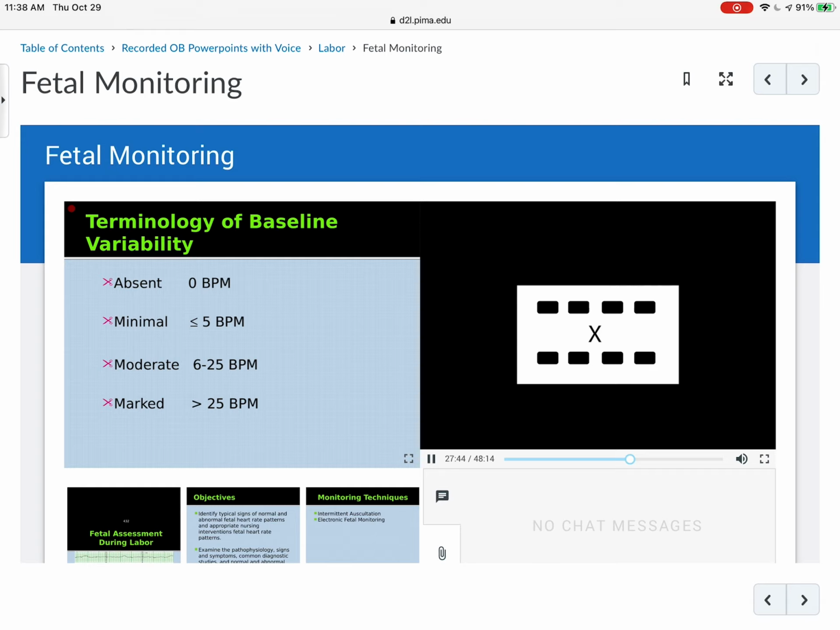We talked a little bit about variability. We know it's an important indicator of how well baby is doing. We do not like absent. We do not like minimal. We love moderate. And marked is when it's going, and I'll show you a picture, and really it's not significant. Usually it just means baby is really super active at the time.